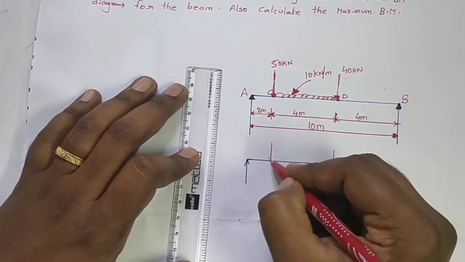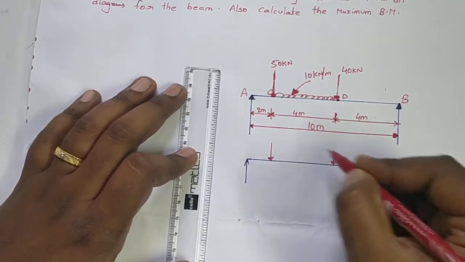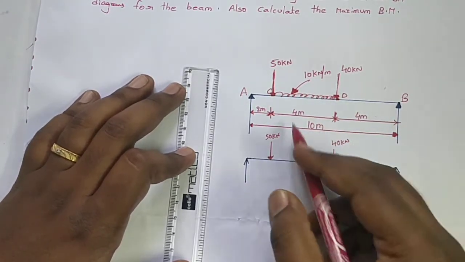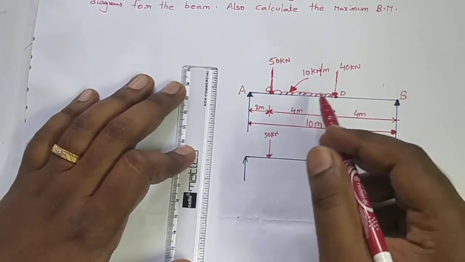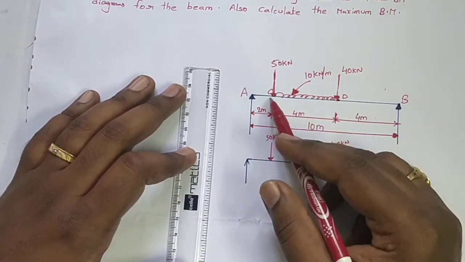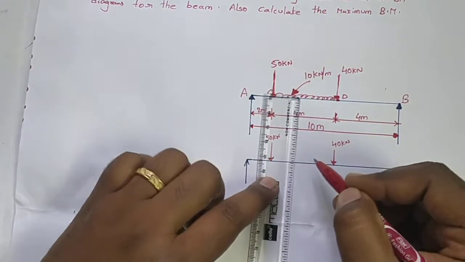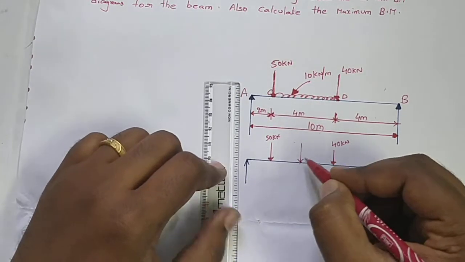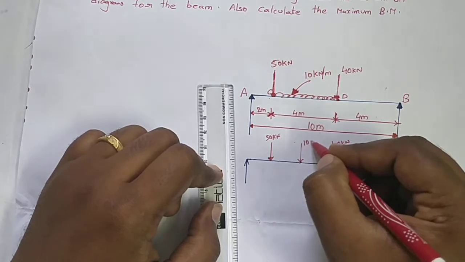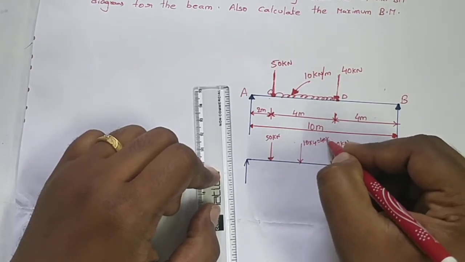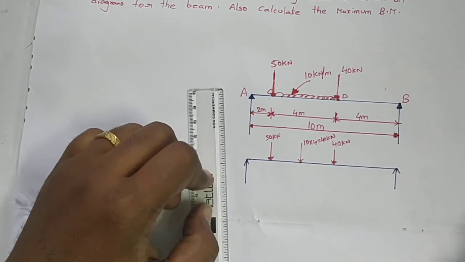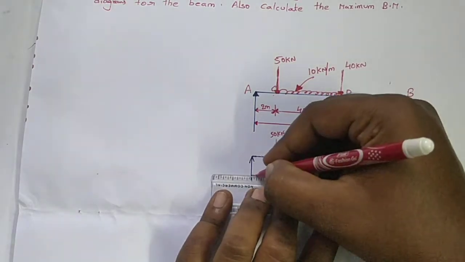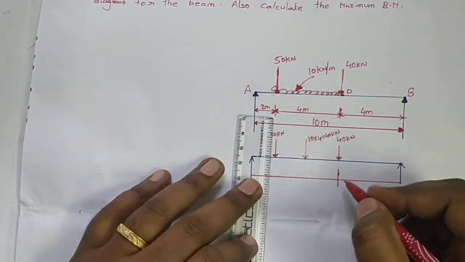The point loads, the first one is 50 kilonewton and the second one is 40 kilonewton. Here the UDL is acting from C to D, that is 10 kilonewton per meter. UDL is acting on a distance of 4 meters, so when we convert this load, it will act at the midpoint of CD. The converted load is 10 into 4, that equals 40 kilonewtons. Next, give the distances from each and every point.